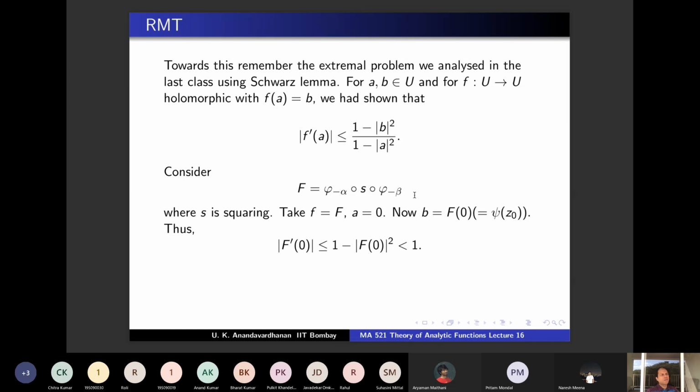So what is phi minus beta of 0? That will be beta, no? That will be beta. So S of beta will be beta square. Beta square is g of z naught square. But g of z naught square is phi alpha composed with psi. And you are composing with phi minus alpha. So this is psi at z naught. So that's it. No problem, no?